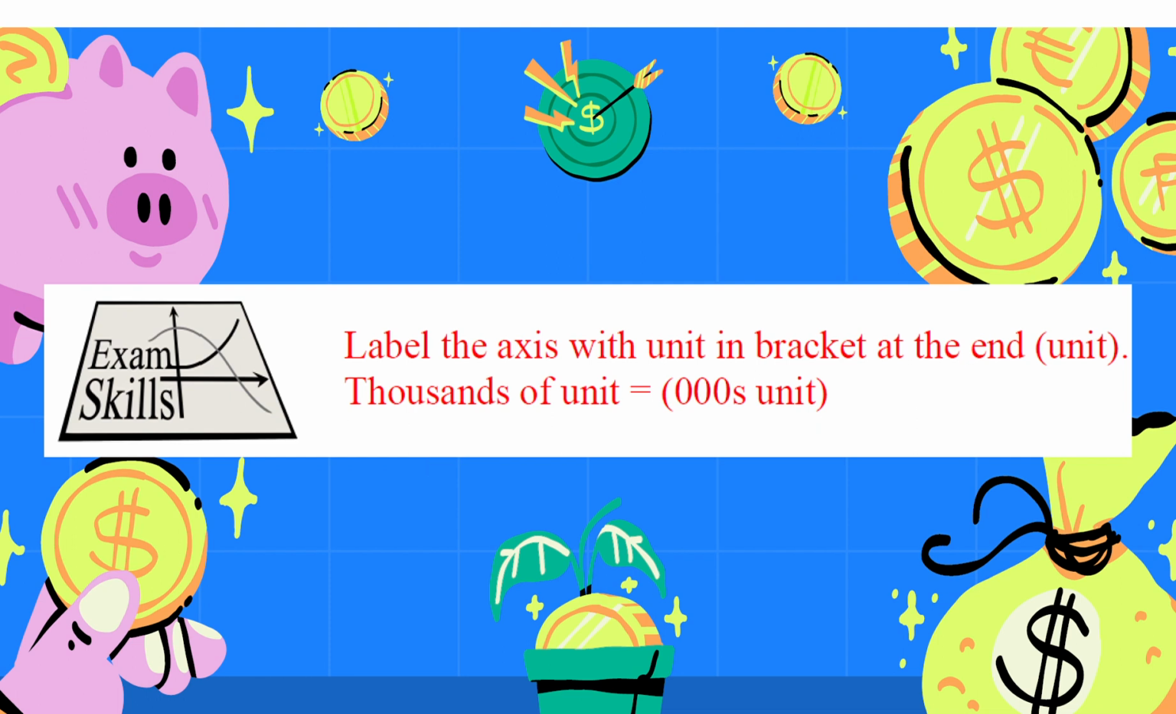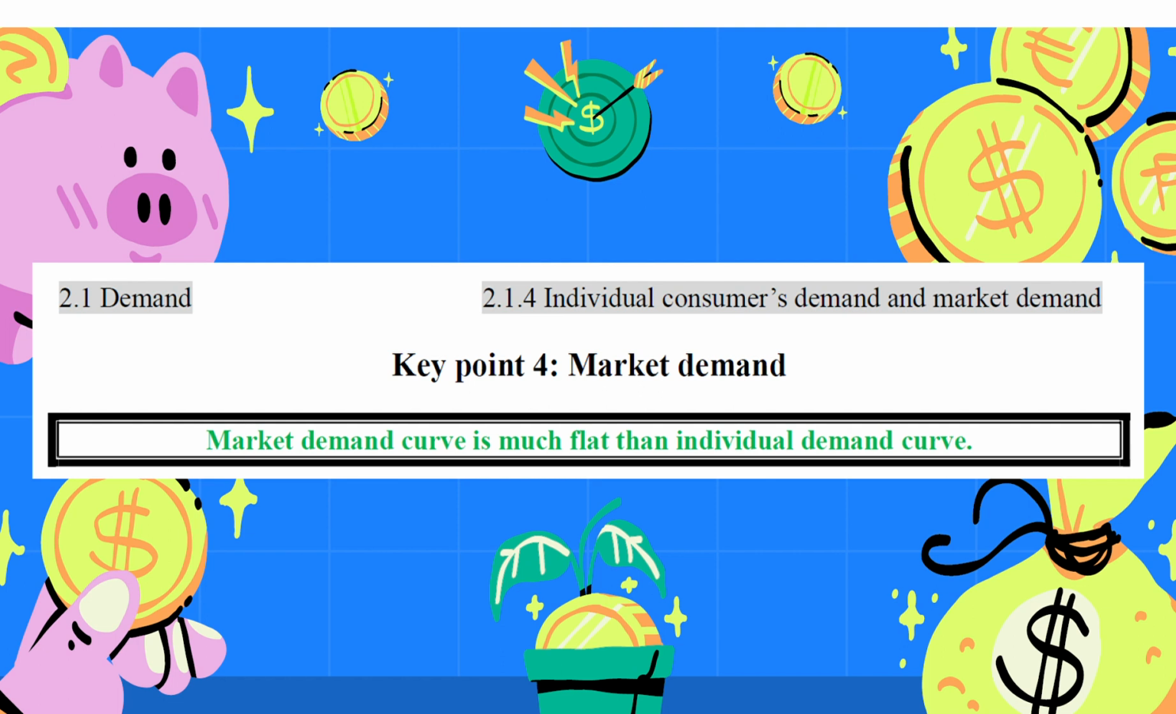Then remember to label the axis with units in brackets at the end. If it is thousands of units, label it as 000s units or million units, because 1, 2, 3, 4, 5 is on the axis. If it's 1, we mean 1,000, 2 means 2,000. So remember, 000s units is the unit for thousands of units, not 1,000.